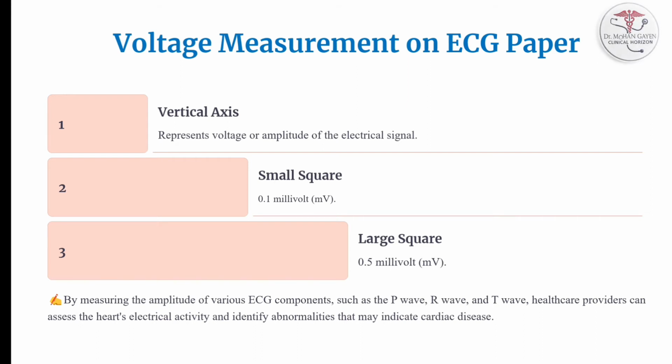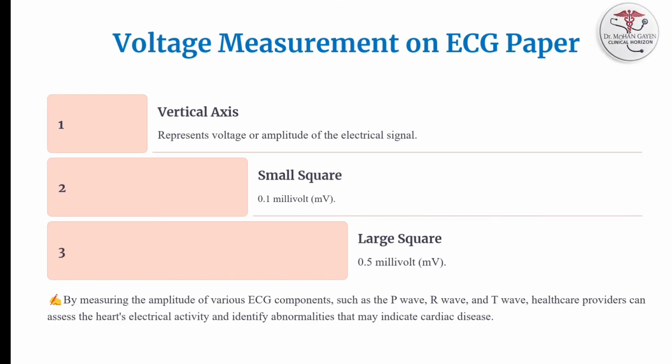Time interpretation in ECG. The horizontal axis represents time, with each small and large square marking 0.04 seconds and 0.20 seconds respectively. Accurate timing is essential for assessing conduction velocity, diagnosing arrhythmias, and evaluating heart rhythm. Voltage management on ECG paper.